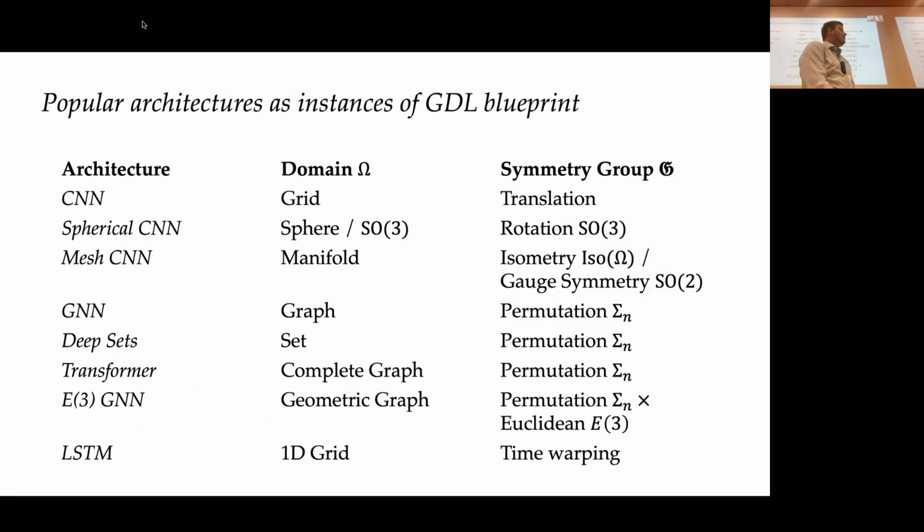And in the book, we actually show how you can rederive all of these standard players by just choosing the right domain and the right kind of symmetry group. We've already seen in these lectures that you can rediscover GNNs, deep sets, and transformers as combinations of graph, set, or complete graph and the permutation group, right? And you can use the same idea to rediscover convnets, LSTMs, and even more exotic mesh-based CNNs.